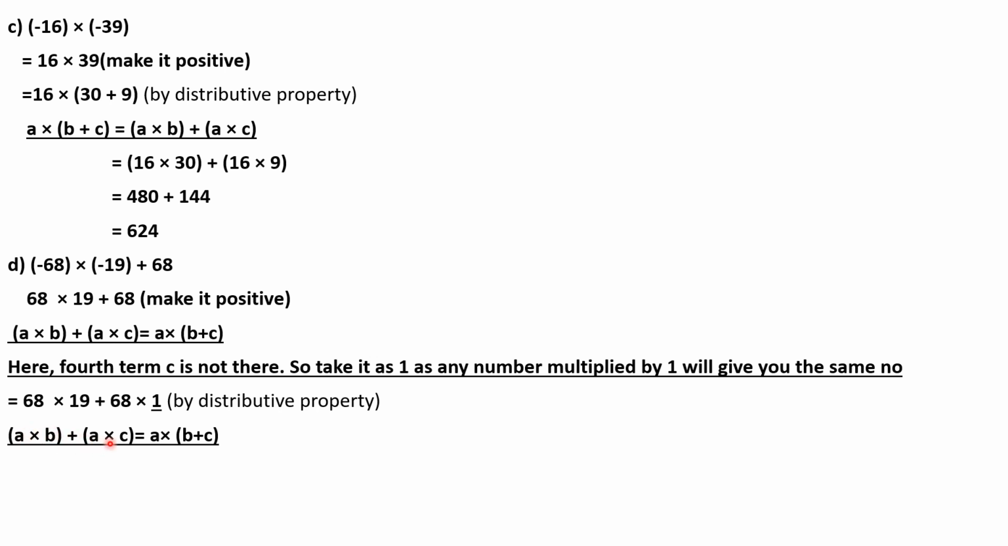Now it's very easy. A into B plus A into C is equal to A into B plus C. So what is A? 68. B is 19, C is 1. So it is 68 into 20, which is equal to 1360. And every time it is compulsory to write that you are using the distributive property. Hope you have understood all the four types of sums, and especially this fourth sum is very important because you are not having the C term over here, and you should remember in the exam, when the C term is not given, I have to take it as 1.